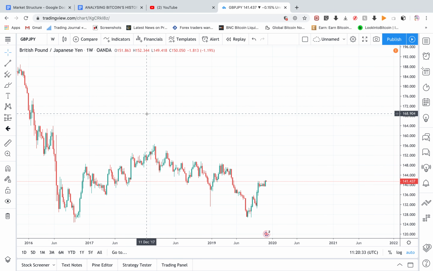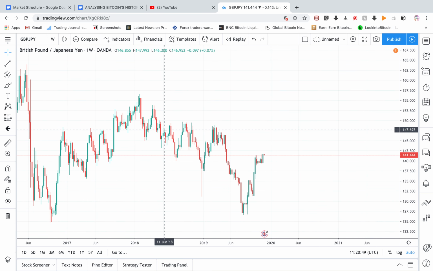I'm gonna do a breakdown of GBP JPY, a top-down analysis from the weekly down to the hourly to the small time frames for entries, and I'll tell you why I entered this trade.